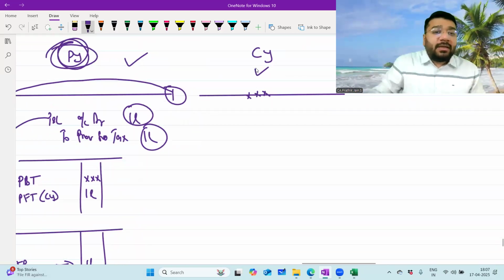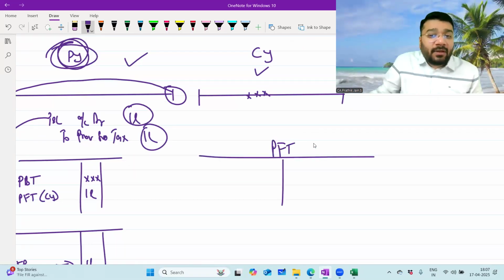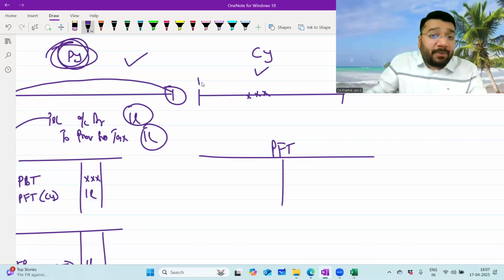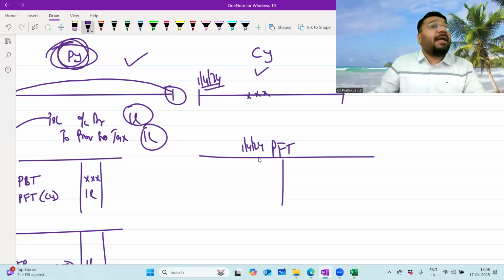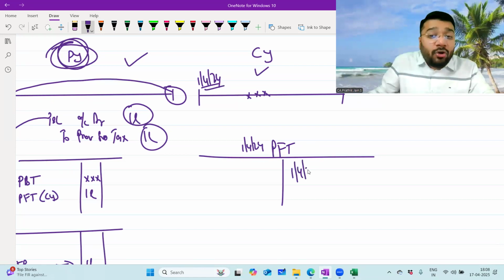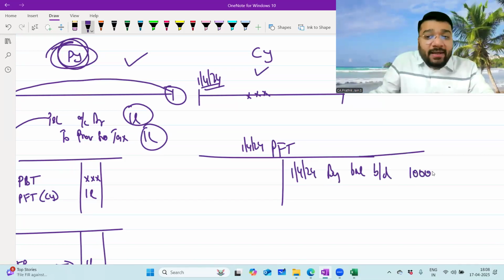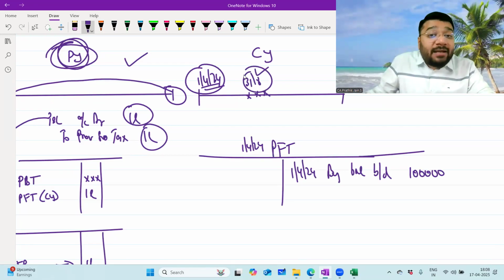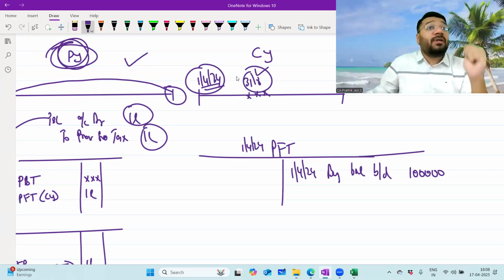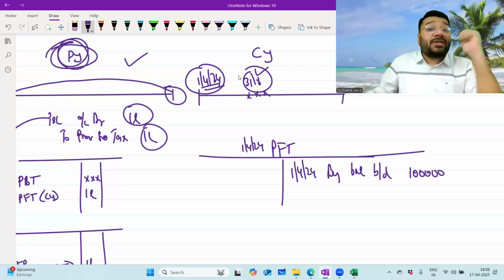Now, next year when I come, in the beginning of next year, if I open the provision for tax ledger on 1st April, 1/4/24, in that case, what will be the data? 1/4/24 by balance brought down, how much? 1 lakh. Now, I'm going in the chronological order. After 1/4, what is my next stop? Sir, my next stop is on the date of filing income tax return. Let's say on 31st August, we have filed the income tax return. On that date, what will you do? Sir, you'll make the payment. What is the journal entry for making the payment?